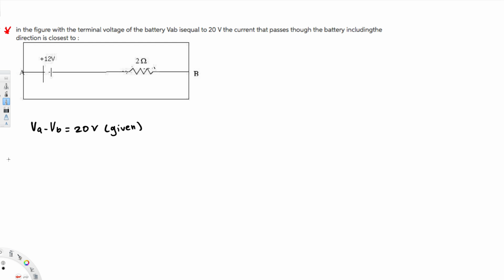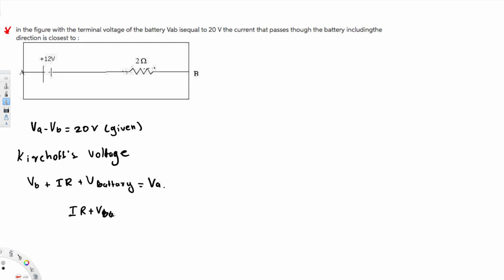If you choose Kirchhoff's voltage law, that's going to be V_B plus IR right here, and then V battery right here, that is equal to V_A. Now if you rearrange this, this will be IR plus V battery is equal to V_A minus V_B.